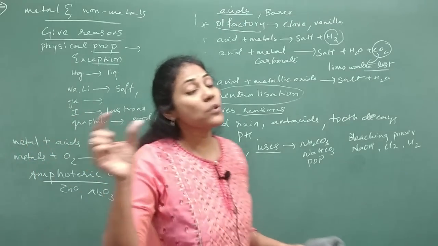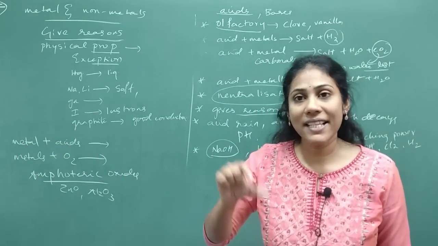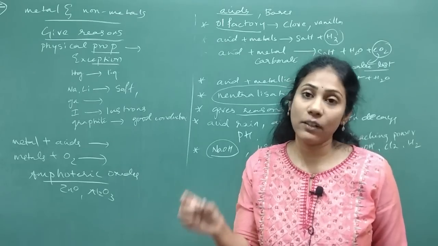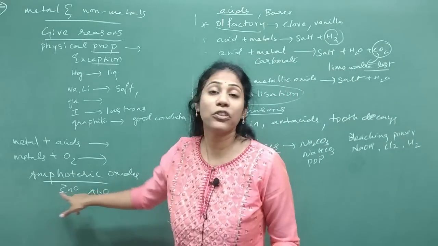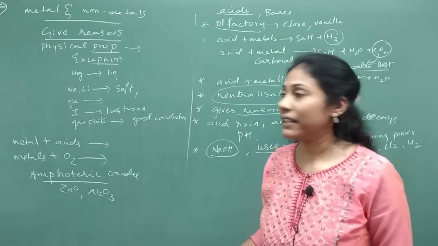Why do we call them amphoteric oxides? It's because they react with both acids and bases to give salt and water. That's why they are called amphoteric oxides. So all these questions are very important here.